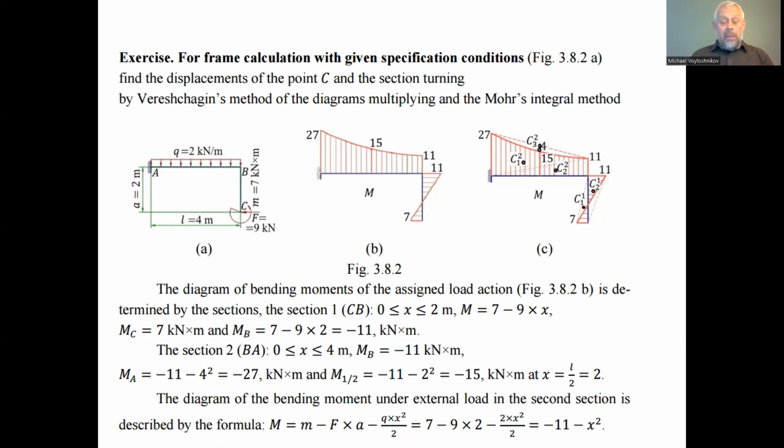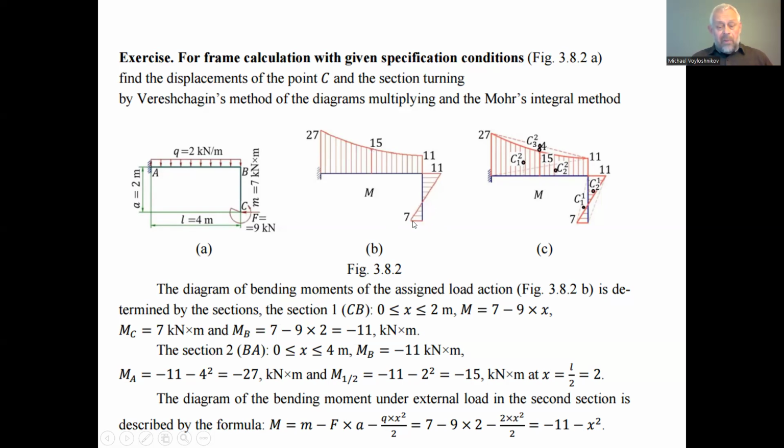First of all, we have to determine the diagrams of the external load, the bending moment and the action of the external load. And besides all that, we have to find the characteristic magnitudes of this diagram, the ordinates of the diagram.